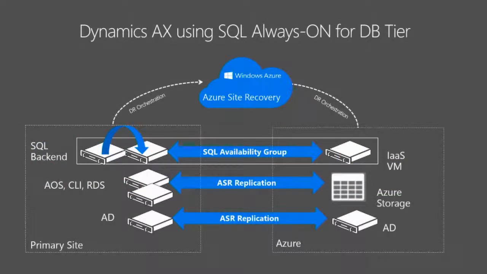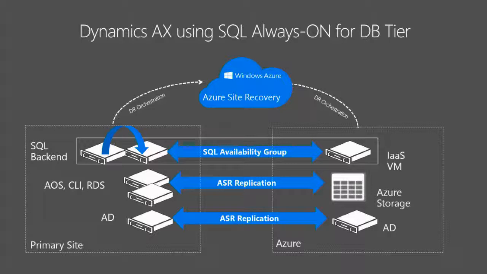Just in terms of how we're doing this in the stack, we have a SQL backend, that's the database that runs our operations. Then we have an AOS, a client, and an RDS layer, and then we have an Active Directory layer. We're using Active Directory, obviously, for authentication. The AOS is the communication point between the user and the SQL database. It's the Application Object Server, so it's handling all those interactions and transactions for them.